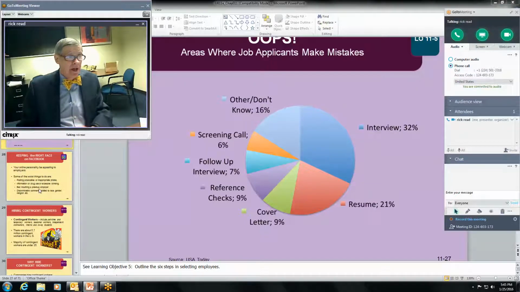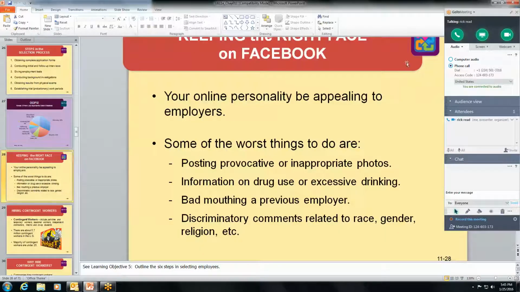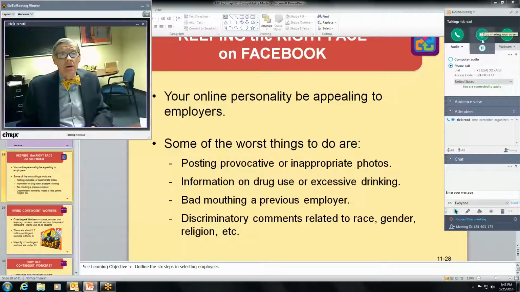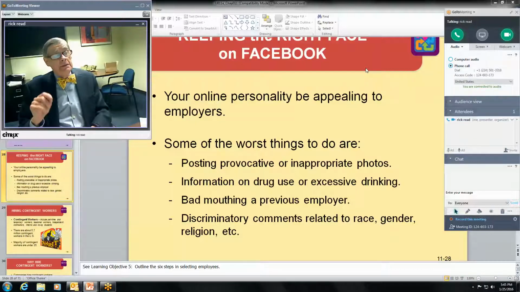You have to be careful about using Facebook. And if there's a policy about not using Facebook in the company, once the person's hired, they need to know that. Conversely, if you're going to check a person's Facebook or Twitter or something else before they're hired, they need to know that. You need to tell them, we're going to do this background check, and that includes what you post on social media.